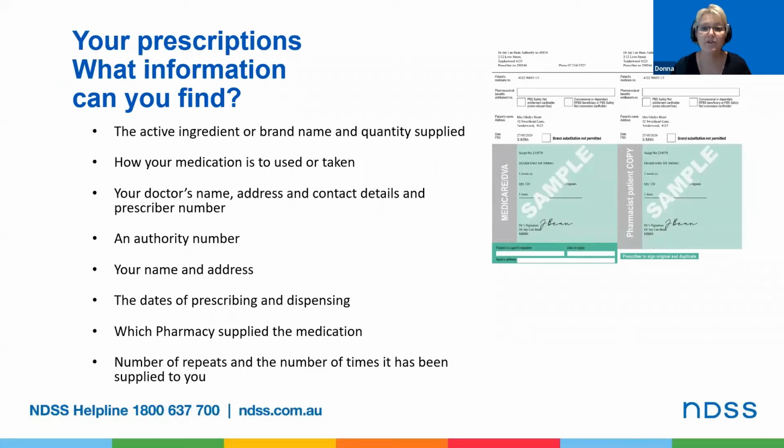In this next section, we will explore the information you can find on your prescriptions, such as the active ingredient or brand name, the quantity to be supplied, how your medication is to be used or taken, your doctor's name, address, contact details, and prescribing details, an authority number, your name and address, the dates of prescribing and dispensing, which pharmacy supplied the medication, number of repeats, and the number of times it has been supplied to you.